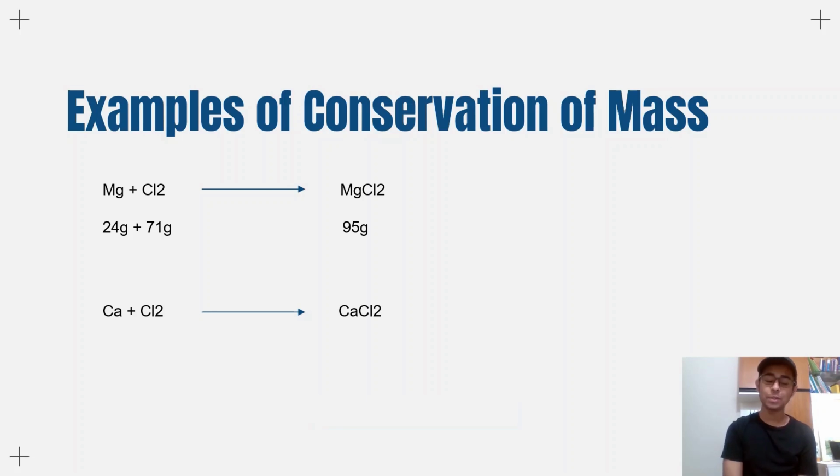And in the second example, we have calcium plus chlorine, which gives calcium chloride. So calcium has a mass of 40 grams and chlorine as usual has a mass of 71 grams. So when added, the product, calcium chloride, has a mass of 111 grams after the reaction. So as you can see, the reactants and the products both have the same mass, before the reaction and after the reaction. So these are the examples of conservation of mass. And through these reactions, you can clearly see that mass is neither created nor destroyed in a reaction.